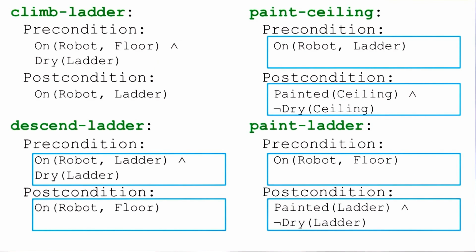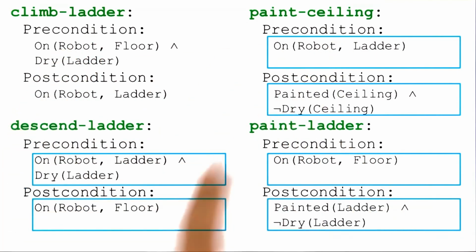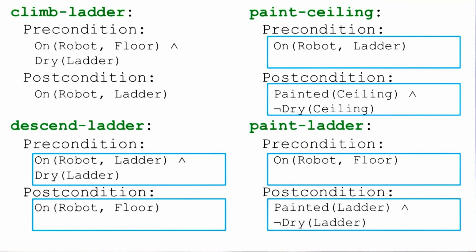It provides clarity and precision. The other is, once again, note that the preconditions have only positive literals, while the postconditions may have negative literals as well. So Ashok, why is it that we can't have negative literals in our precondition? Why can't we just say not painted ladder instead of dry ladder?